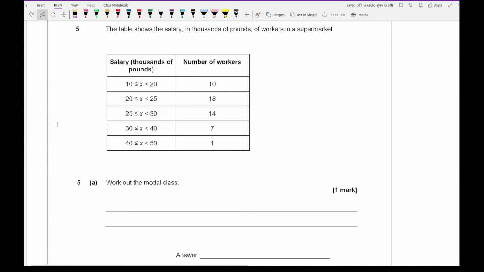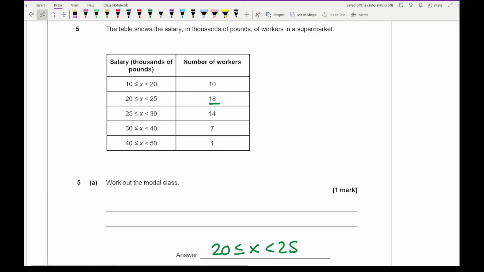Moving on to question 5, it says the table shows the salary in thousands of pounds of workers in a supermarket, and it says work out the modal class. So again, we're looking for the class with the greatest frequency, and that's going to be this second one. So that's going to be 20 to 25.